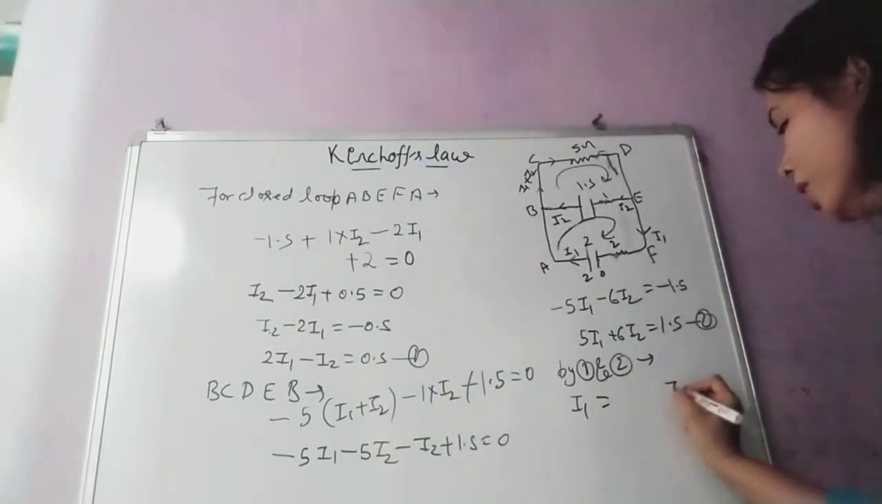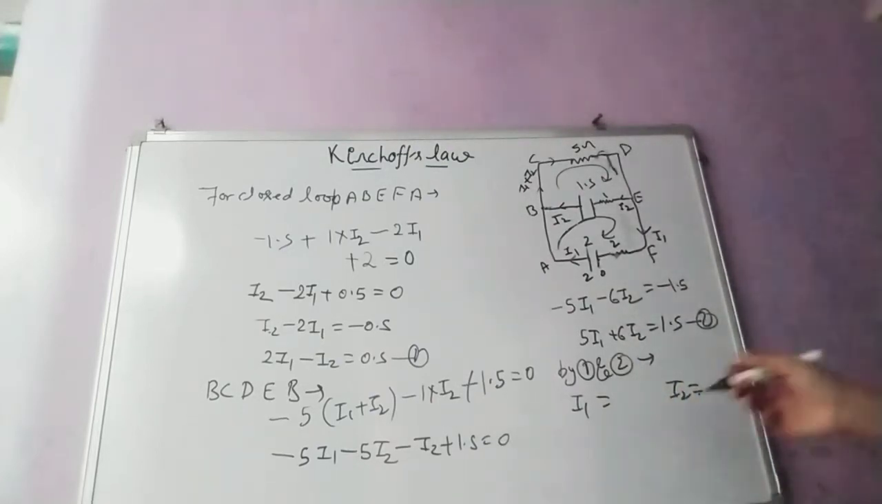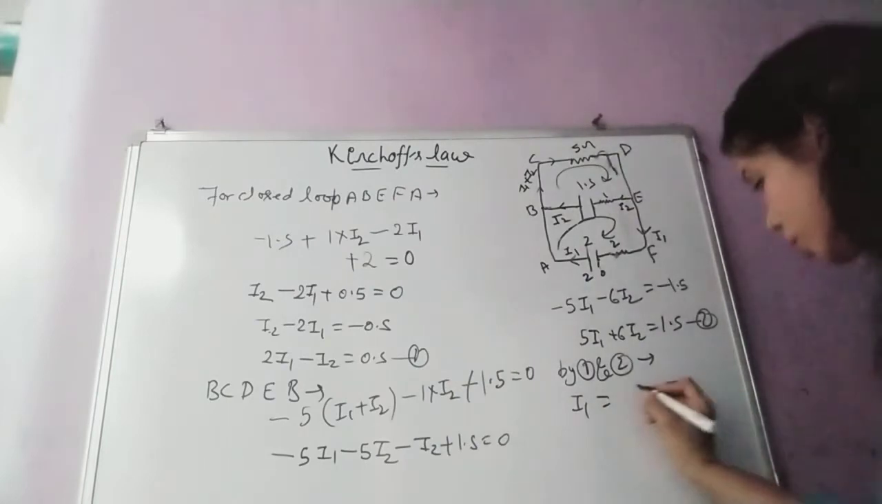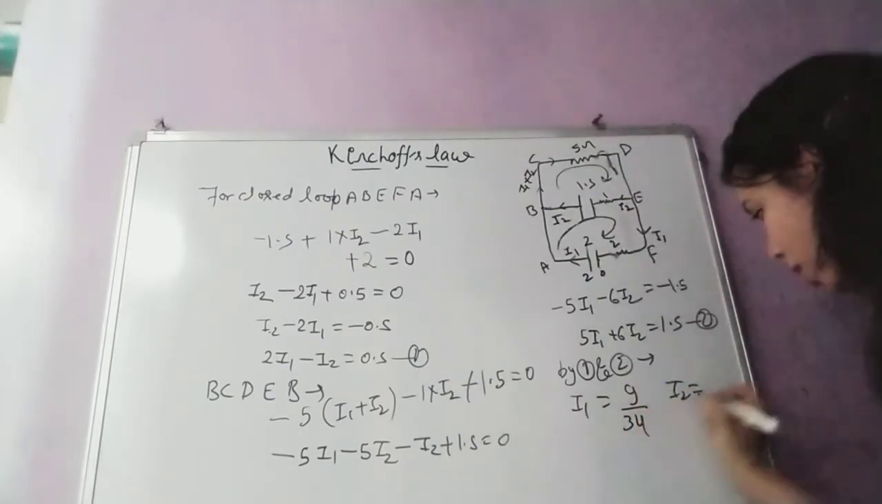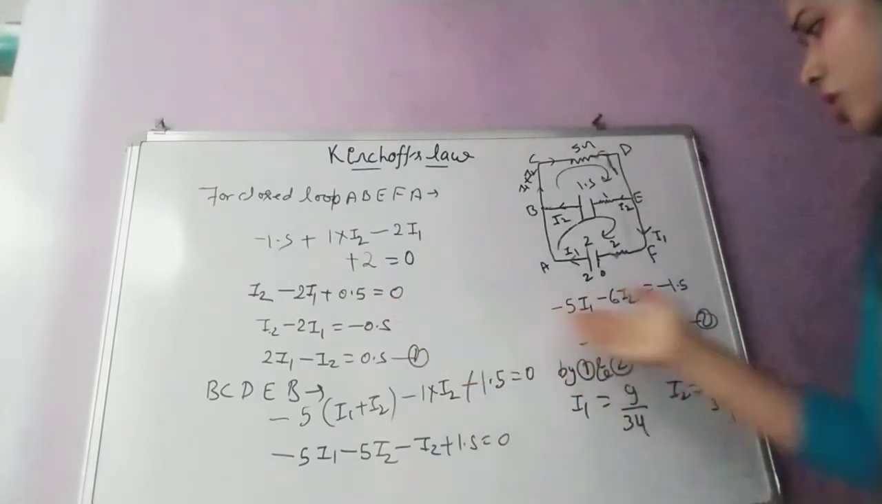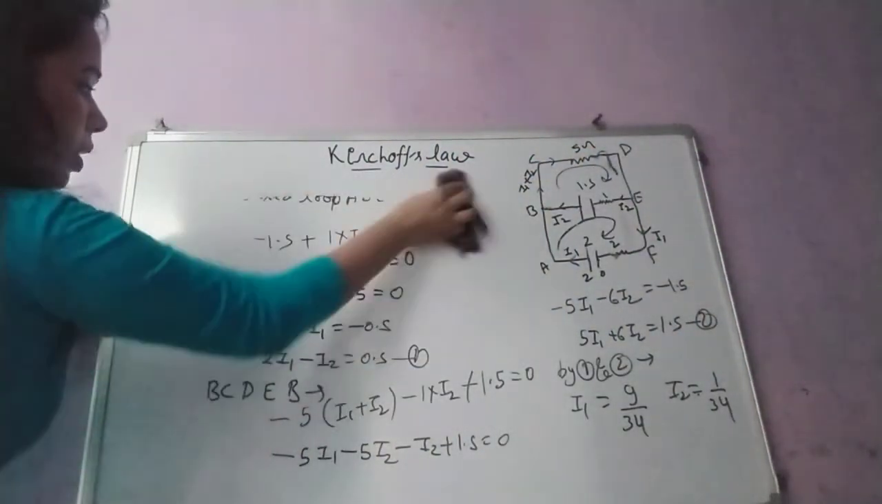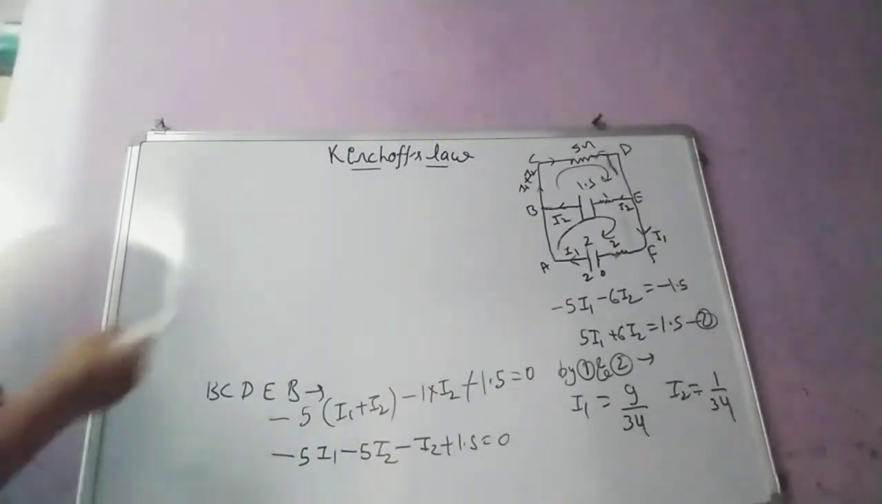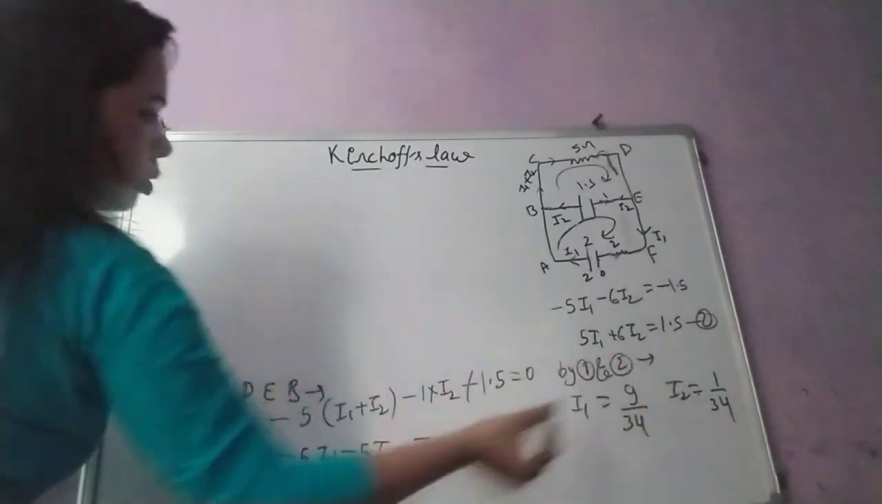So what is the value of I1 and what is I2? You can find out on your own. I will write from the book what the answer is. Answer is I1 is 9 upon 34 and I2 is 1 upon 34. Finally, by using these two equations you can solve on your own, that's very easy. Okay, so by using the first and second equation, we got I1 equals 9 upon 34 and I2 equals 1 upon 34.